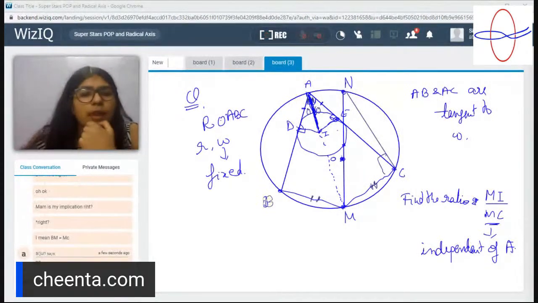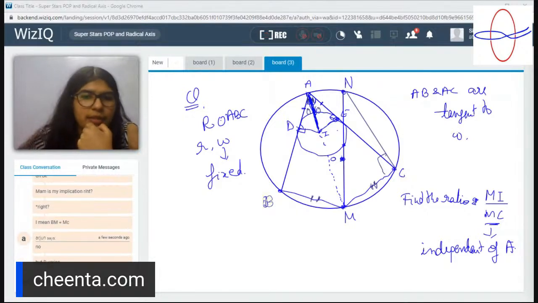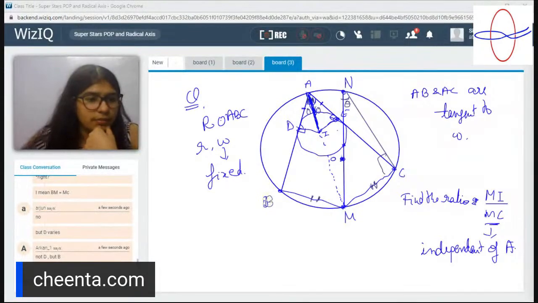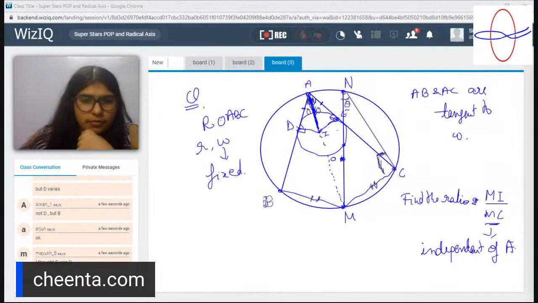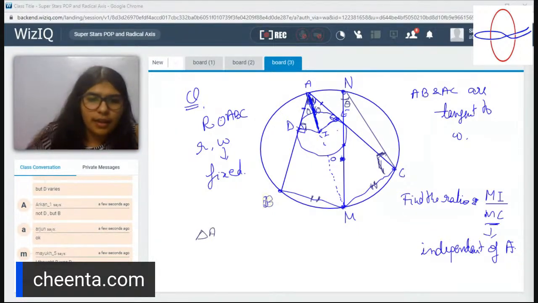So angle BAM is theta, MAC is theta. MAC is MNC. This is also theta, right? MAC equals MNC, and that means basically IAD equals MNC, and both of them are right angle triangles, right? So these two triangles will be similar. Triangle AID is similar to triangle NMC, right?